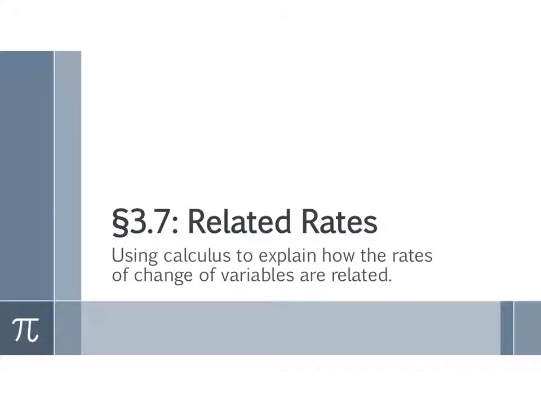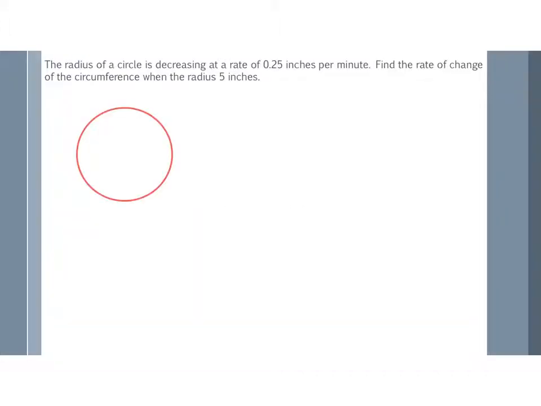So let's look at a second example of related rates. This one will involve geometry. So in this question, we are asked to find the rate of change of the circumference of a circle whenever the radius of the circle is decreasing.